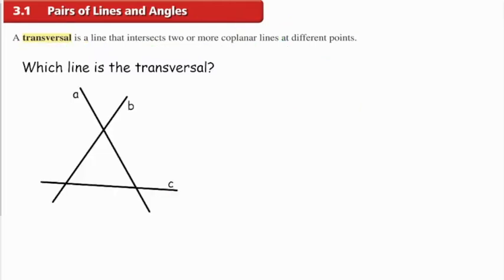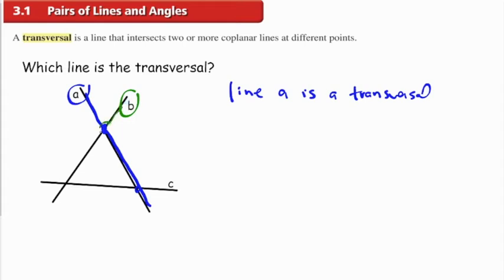Just to continue exercising this definition and understanding how to find a transversal, in this image, when we trace each line, we'll see that line A touches two different lines at two different points. So we can say that line A is a transversal. When we follow line B down, we see it touches line A and line C at two different points. So we can say line B is a transversal.